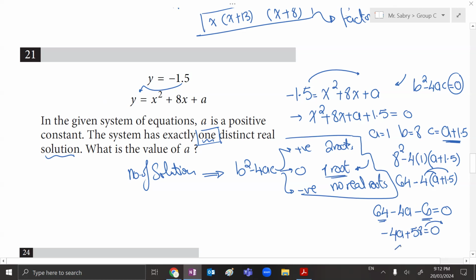I'll move 58 to the other side. Negative 4a is equal to negative 58. I'll divide by negative 4. So 58 divided by 4, which is 14.5. This is now when things are becoming harder.